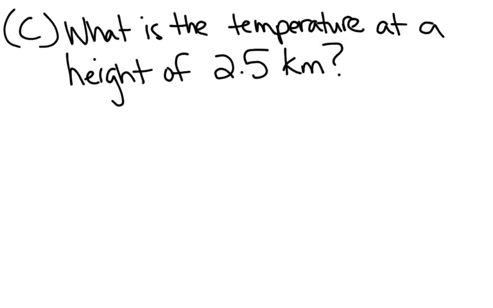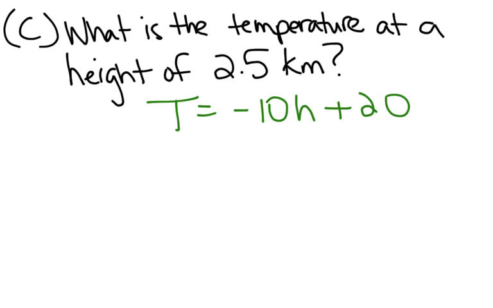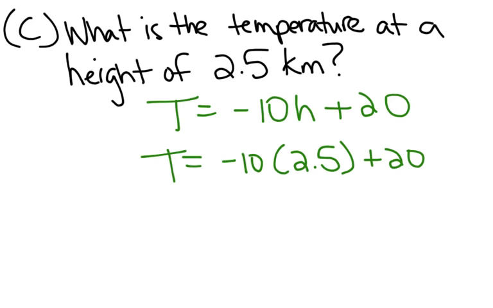The last thing that we're going to do is we're going to find the temperature at a height of 2.5 kilometers. All right, so I know I have this equation. Well, if I want to find the temperature at 2.5 kilometers, I'm just going to plug in 2.5 for h. So the temperature is equal to -10 times 2.5 plus 20. Well, -10 times 2.5 is -25, and -25 plus 20 is -5 degrees Celsius.